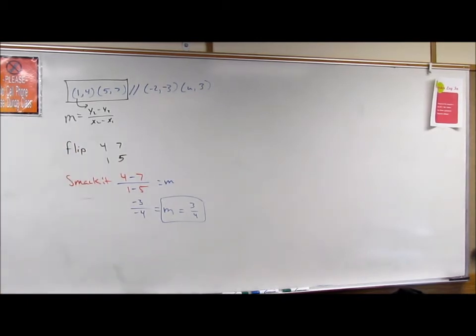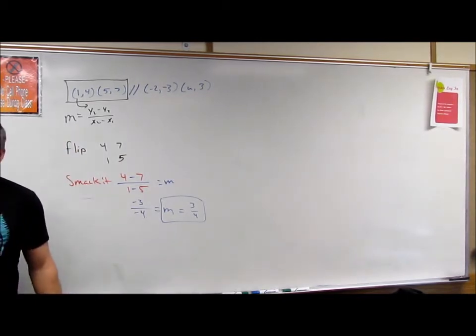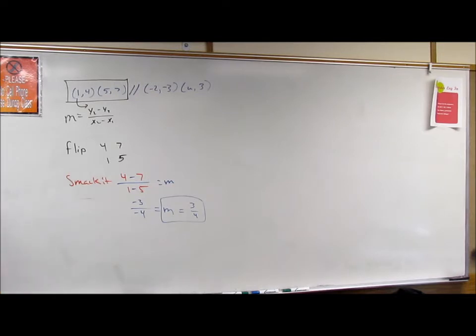Now, what do I need to write the equation of a line? What equation do I need? So they're not negative? Negative 3, negative 4? No, because what's a negative divided by a negative? Positive. Good question.